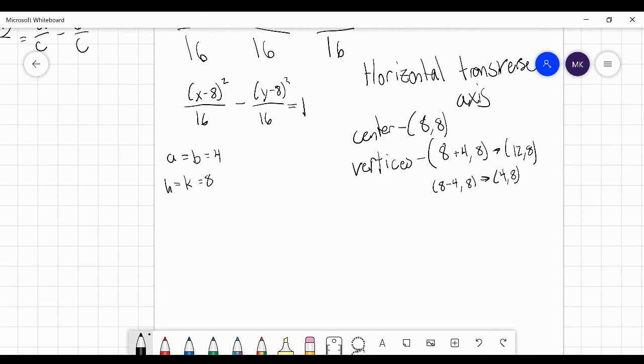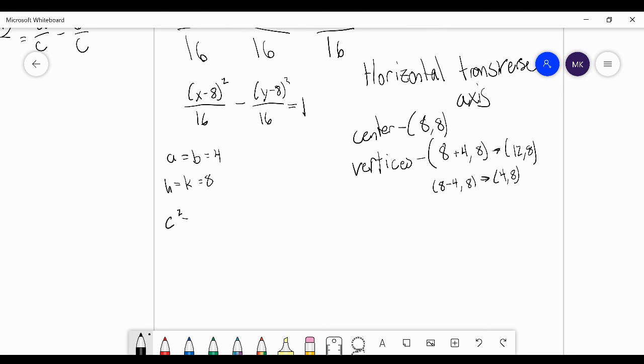Now my foci, to find those out, c squared equals a squared plus b squared. c squared equals 32, or 4 squared is 16. 16 plus 16 is 32. And c is equal to the square root of 32. We're just going to leave it at that. The foci are 8 plus or minus the square root of 32, comma 8. Again, those of you who are curious about the square root of 32, 5.66 roughly.